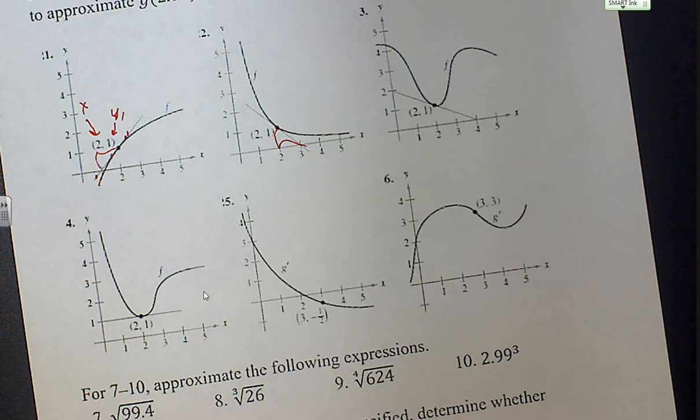So the tangent is not drawn. Tangent can't be drawn because it's not a graph of f. It's a graph of g prime. So what does g prime tell you? Slopes.